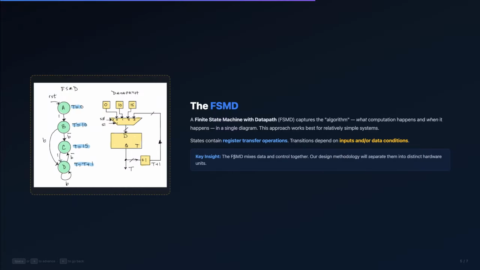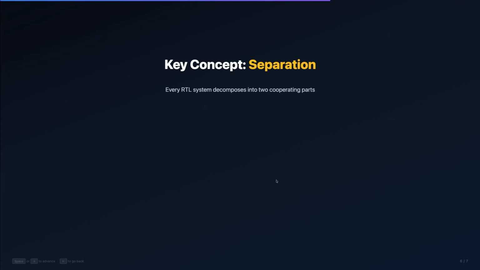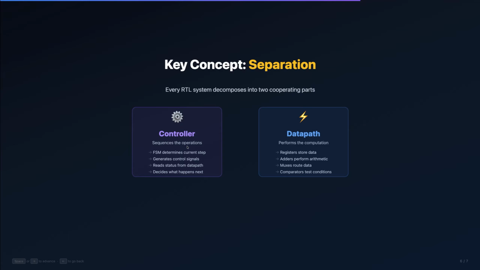So the key insight is that the FSMD mixes data and control together so you can get an idea of how everything is supposed to work together. But from there, you need to separate the control from the data to come up with a systematic way of implementing the hardware. So that's a key concept. Every RTL system decomposes into two cooperating parts. You have a controller that I view as sort of a regular finite state machine, and then the data path that the controller actually runs. Okay, so these things work together to support each other. The data path supports the computation. The controller sequences what happens within the data path and makes things actually happen.